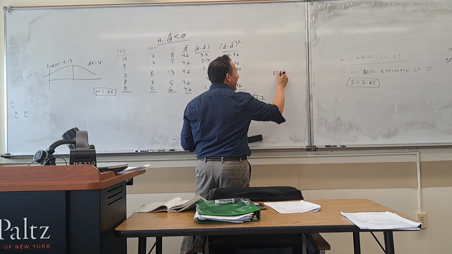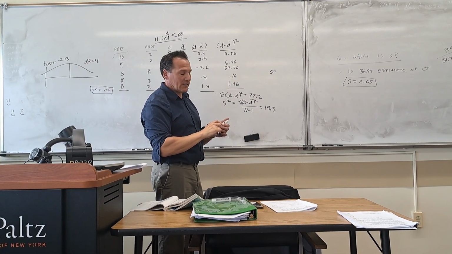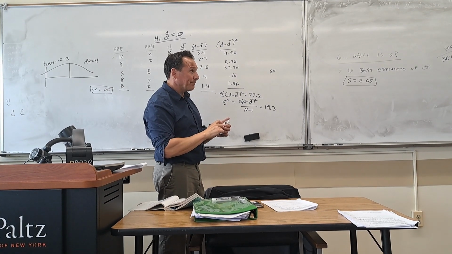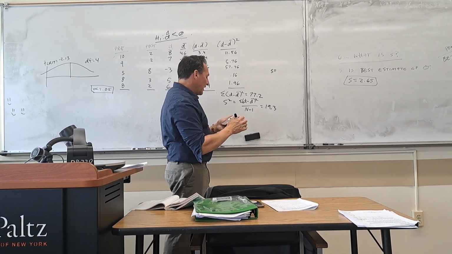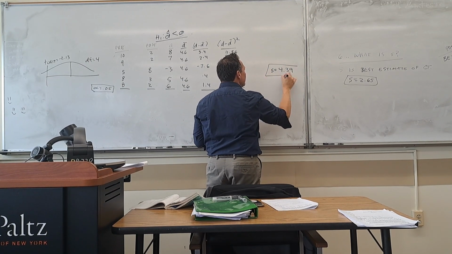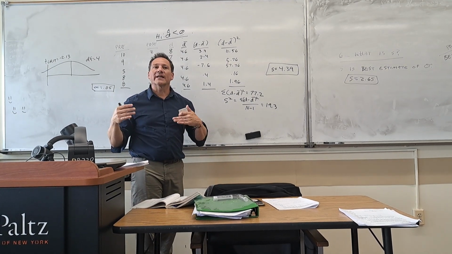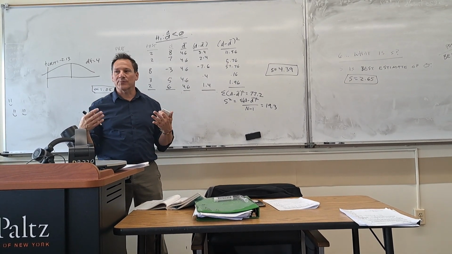I'm going to compute S at this point. Remember, this is a sidebar, but it might come back later for the effect size. S equals 4.39. Put it on the side and put a box around it. You may need to come back to it, and it has independent conceptual meaning.